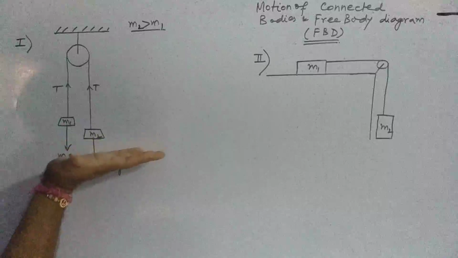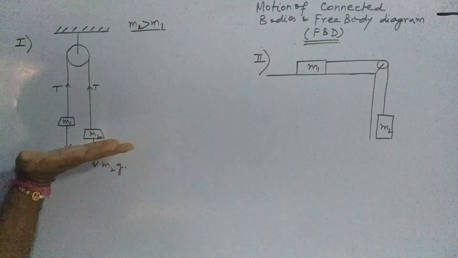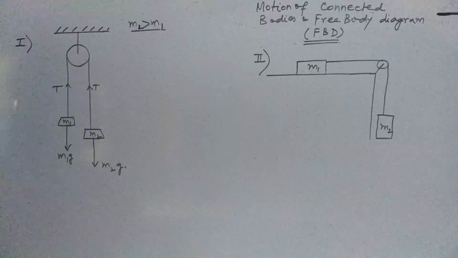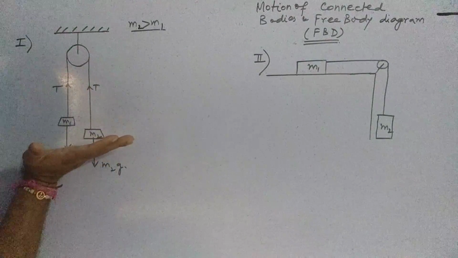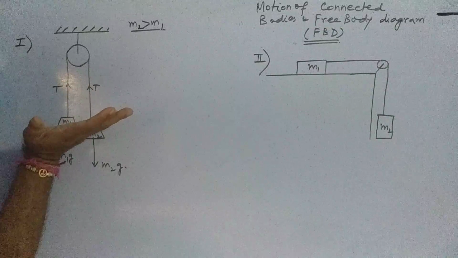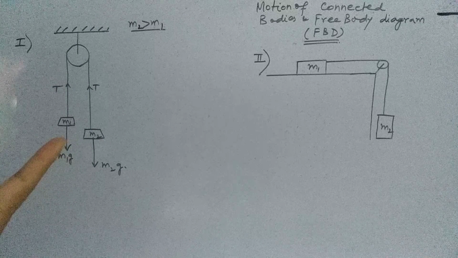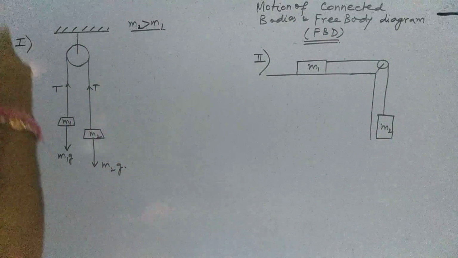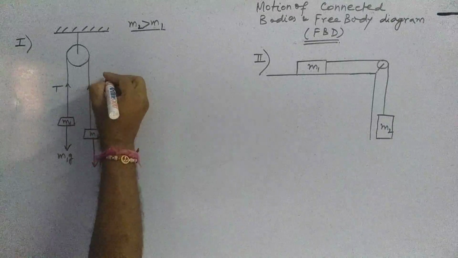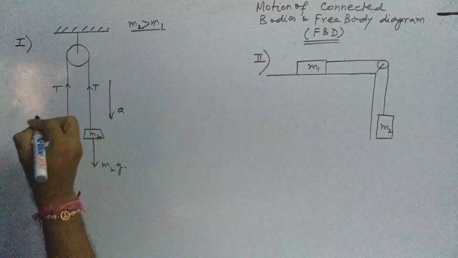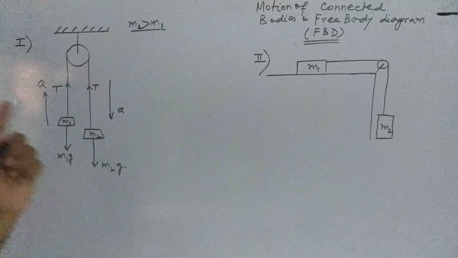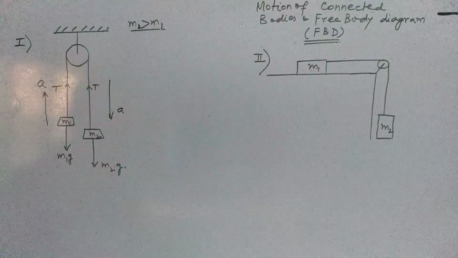Suppose I am holding this system. Try to follow me. I am holding this system and I am releasing. First I am holding. After that I release. What will happen? Normally this will go down. M2 will go down, M1 will go up. Suppose M2 goes down with the acceleration A, M1 goes up with the acceleration A. Acceleration of the system is A.